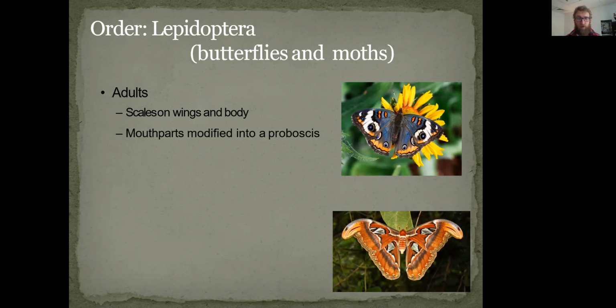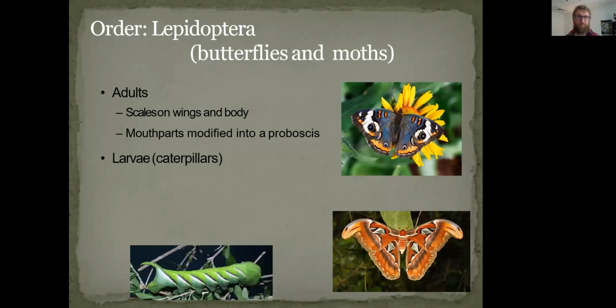Now, adults have mouth parts that are made into a proboscis, which is a drinking tube. That doesn't mean they all eat, though. A lot of the moths, especially like this big guy here, won't eat while it's an adult. So again, it's got a ticking clock to try to breed before it runs out of energy.